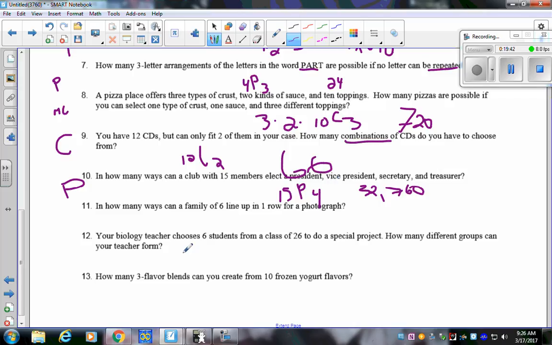In how many ways can a family of 6 line up in 1 row for a photograph? Permutation, because if you're standing all the way on the right, it's very different than when you're in the middle. Now, be careful here. I've seen so many people just see two numbers and think that's what they're working with. I'm lining up in one row. I've got 6 people, but how many different spots are there in that row? There's 6, so it's 6P6, which is 720.